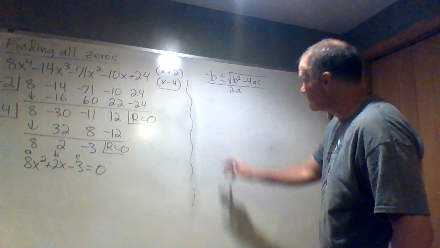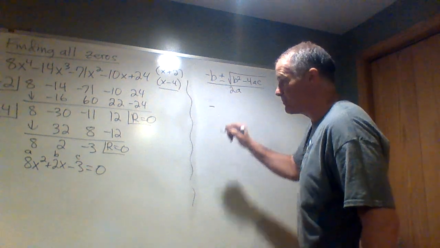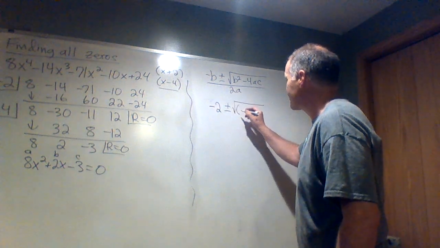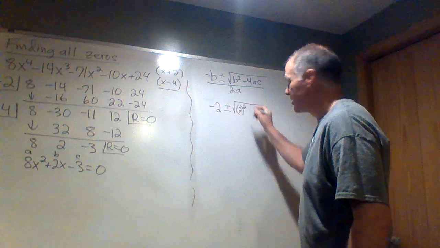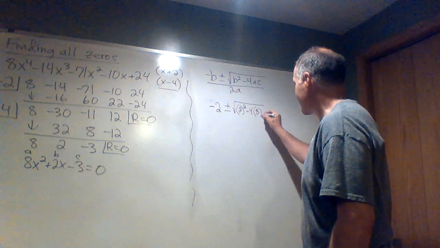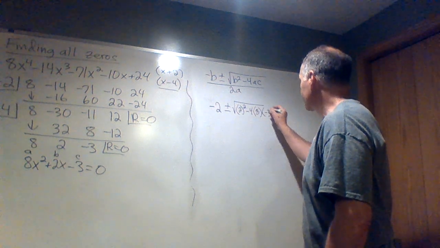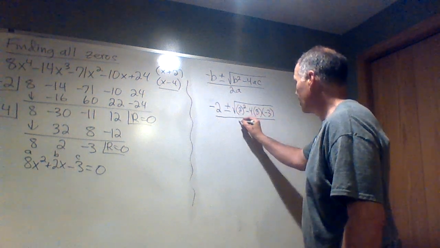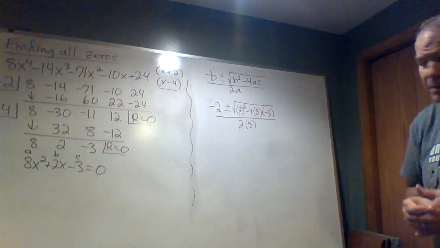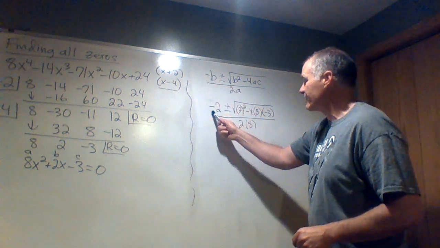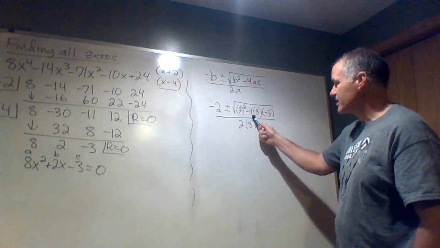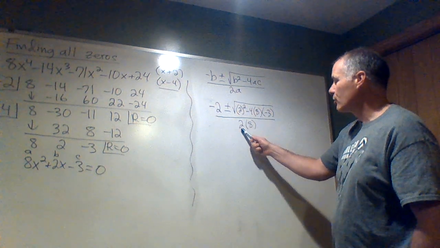Okay? So negative in front of B, so negative in front of 2, plus or minus. Again, 2 is B, so 2 squared minus 4 times 8 times negative 3, all over 2 times 8. Everybody see that? So again, we're just plugging those numbers in: negative B, plus or minus the square root of B squared minus 4 times A times C, all over 2 times A.